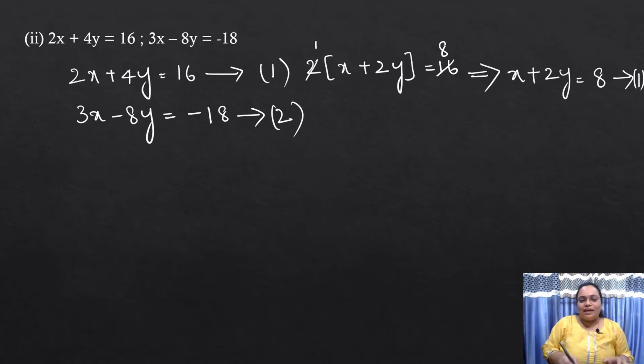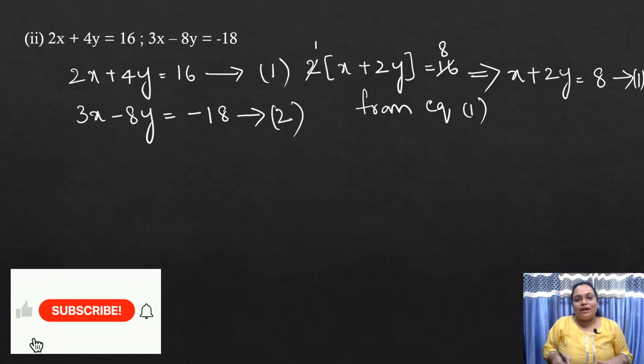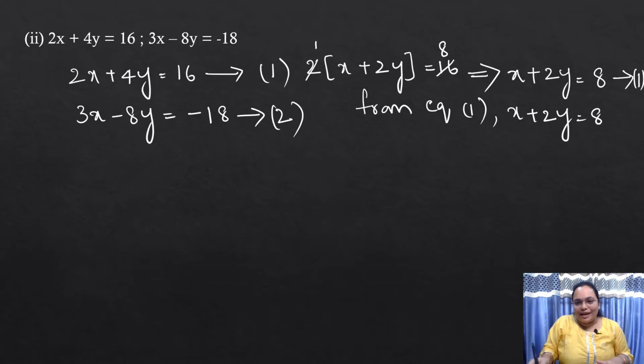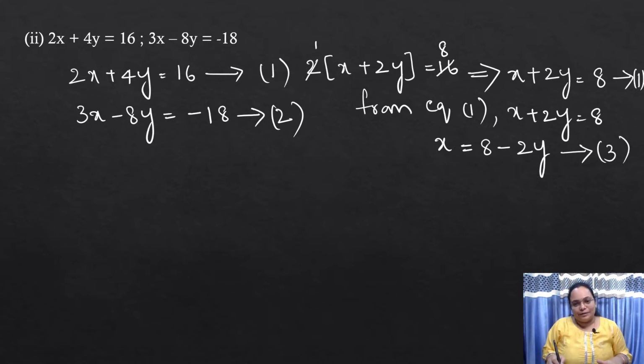problem. Okay. Now if you see, the first equation looks simpler to solve than the second equation. So from the first equation, we will find the value of x and simplify it. Okay, from equation 1, x plus 2y is equal to 8. You can take x is equal to 8 minus 2y. I am just sending plus 2y to the RHS. It will be minus 2y. Okay. Now we have got x is equal to 8 minus 2y. We will take this equation as 3.